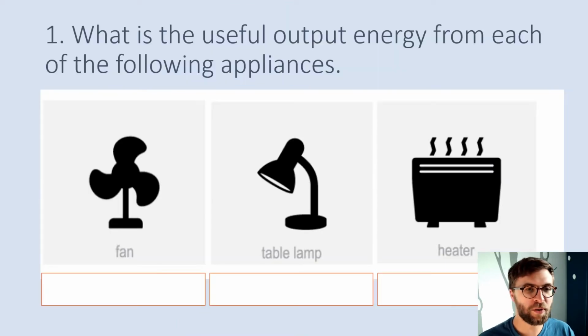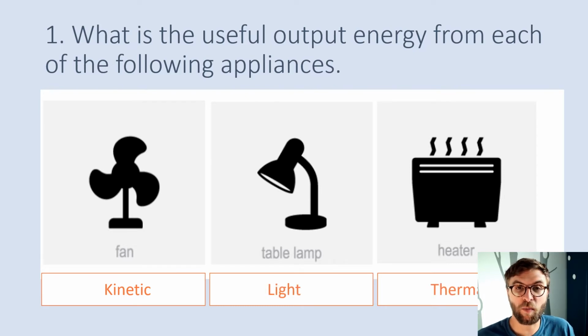So hoping that you paused, so let's go through our answers. So the first one was the useful output energy from each of the following appliances. So we're looking for the useful output energy. So for a fan, it's kinetic energy as the blades of the fan spin. For a table lamp, obviously it's light energy. And for a heater, well, the clue's in the name, thermal or heat energy.